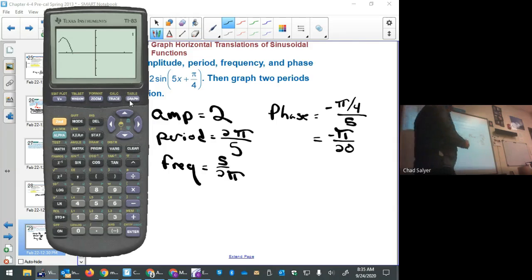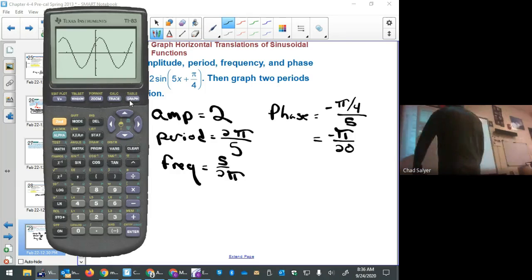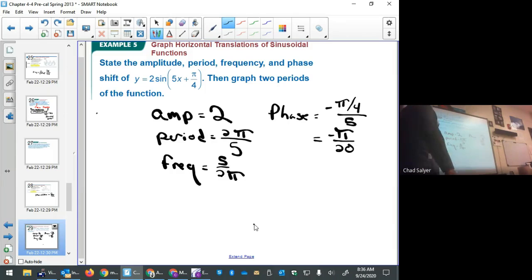You notice it won't be symmetric about the y-axis in the way the previous ones were, because it is phase shifted a little bit. That's that negative pi over 20. It's phase shifted just a touch. Okay, any questions about anything?